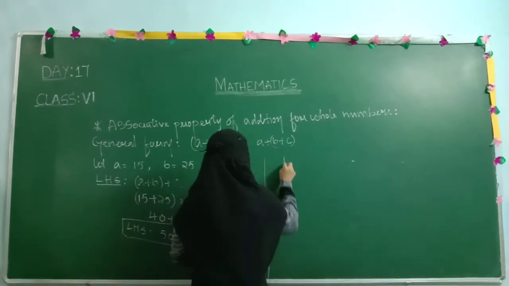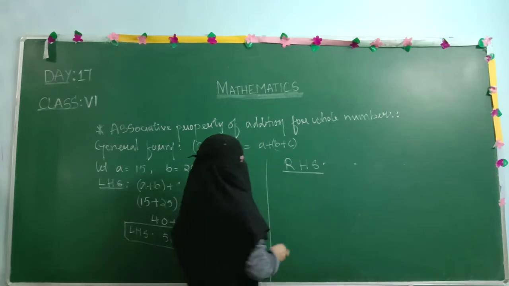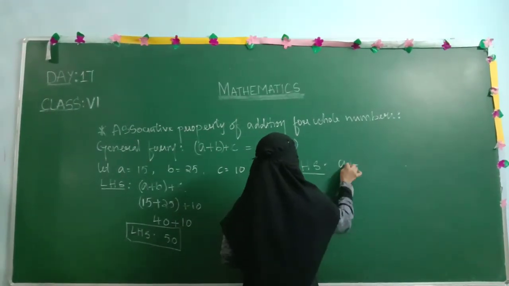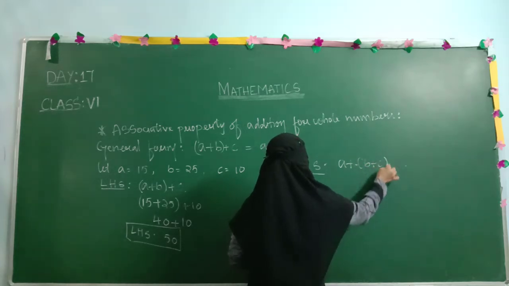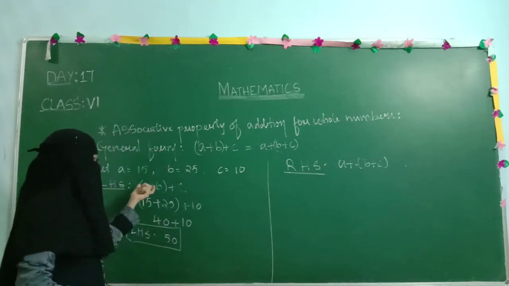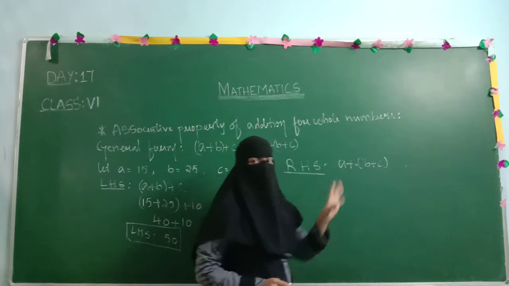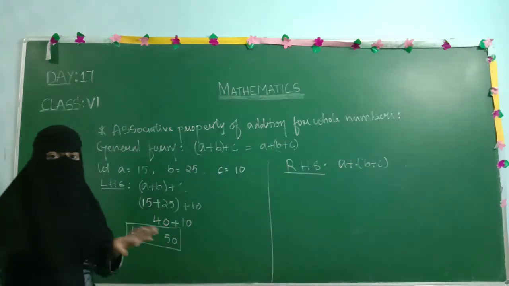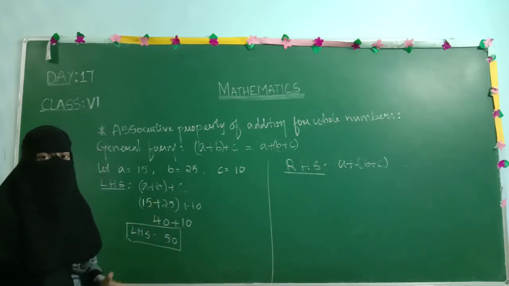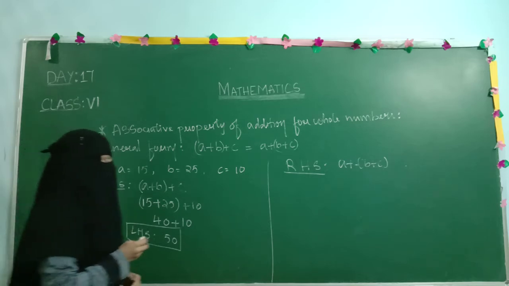Here the other part I am going to explain to you. RHS is nothing but right hand side. So what is the condition given? A plus of B plus C. Now what is the difference you are finding on both sides? Here first we solved A plus B, but here we are solving B plus C first. That is the only difference. Irrespective of the order, we perform the operation, and afterwards we check the result, whether both sides are equal or not.